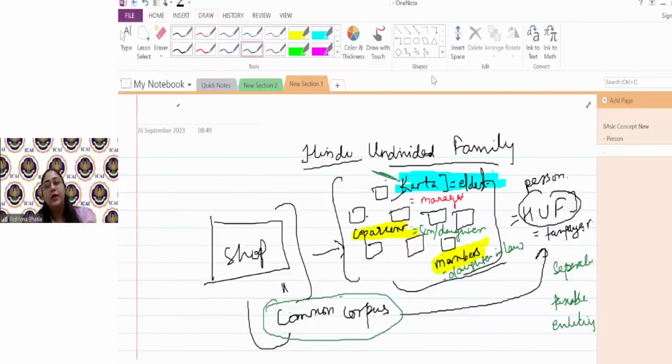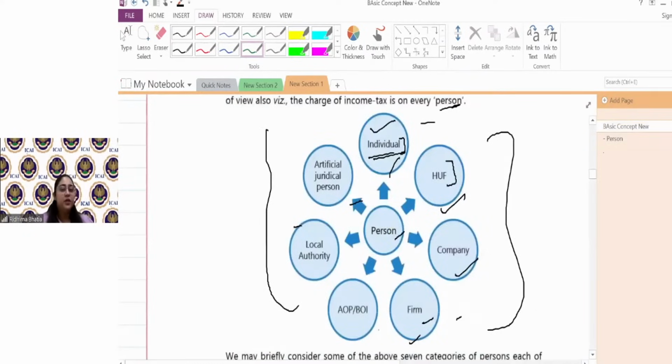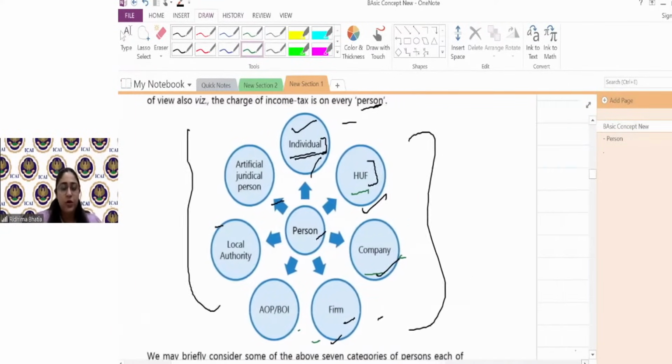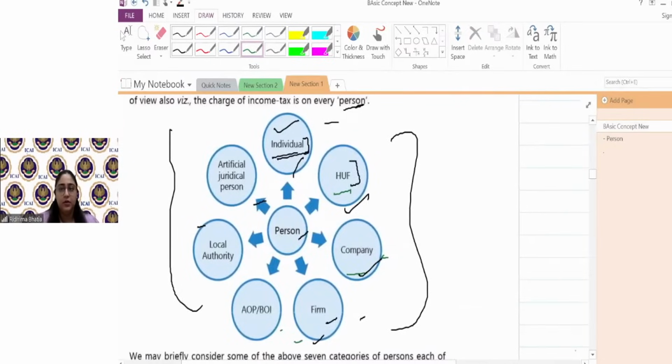HUF हो गया. Another category of person is company. They are all different persons, guys. They are not just one category. Individual is different. HUF is different. Now, what is a company? Company income tax में, अब again I'm telling you, इनको समझना is extremely important because provisions differ for each category of person. Okay. Now, what is a company? Let's understand.